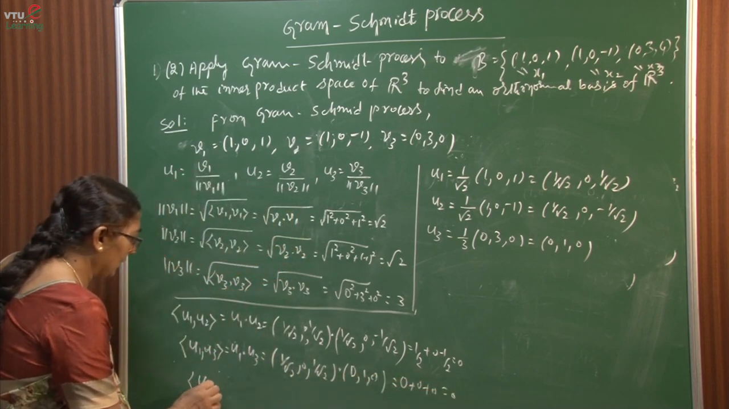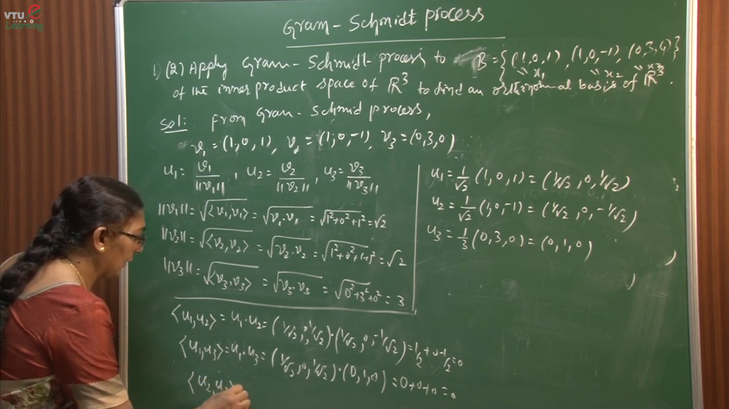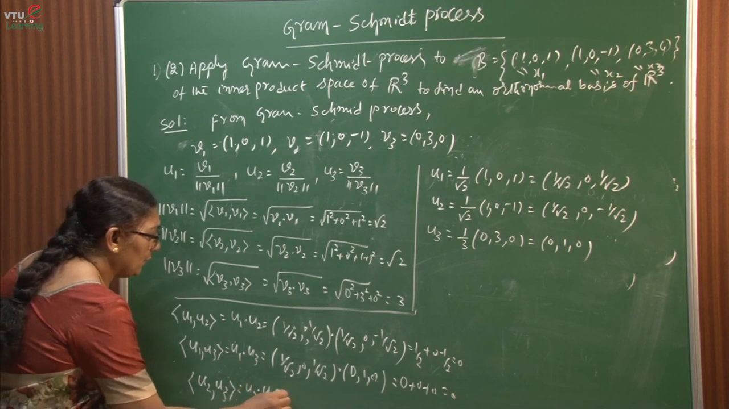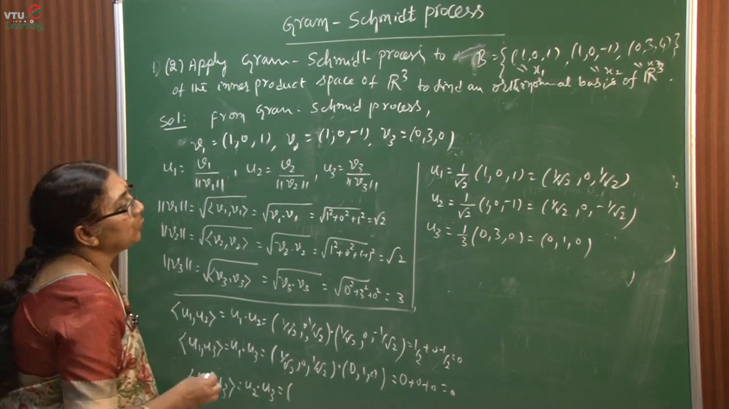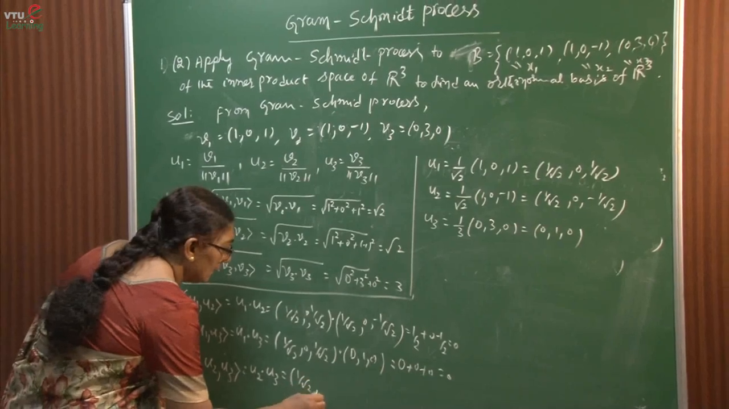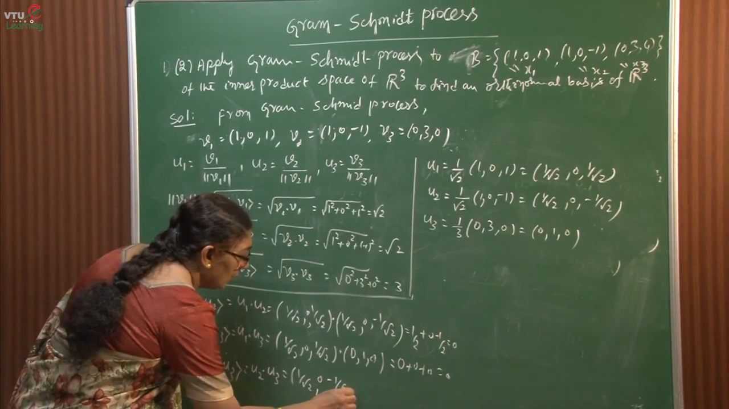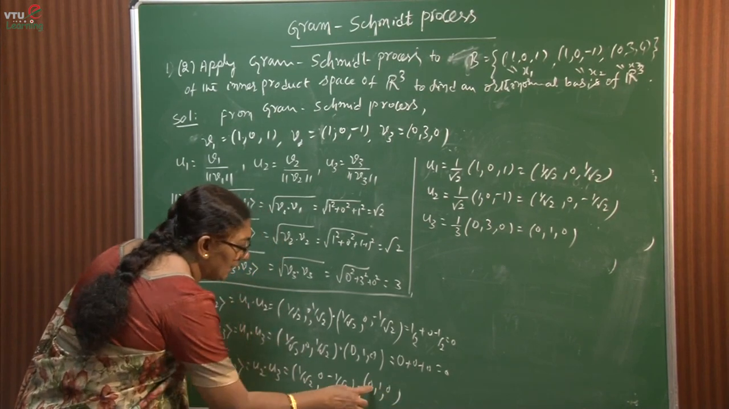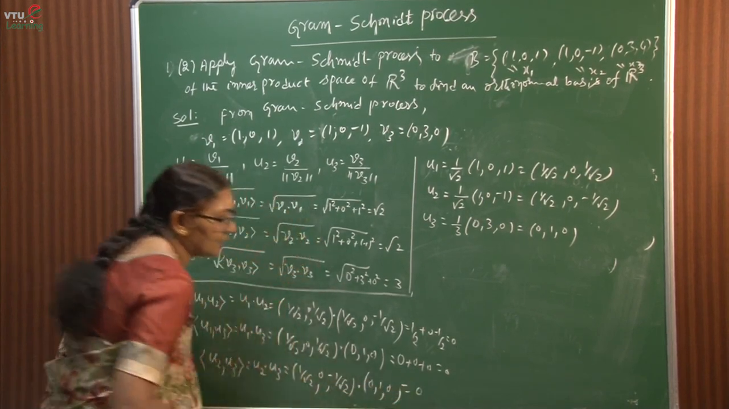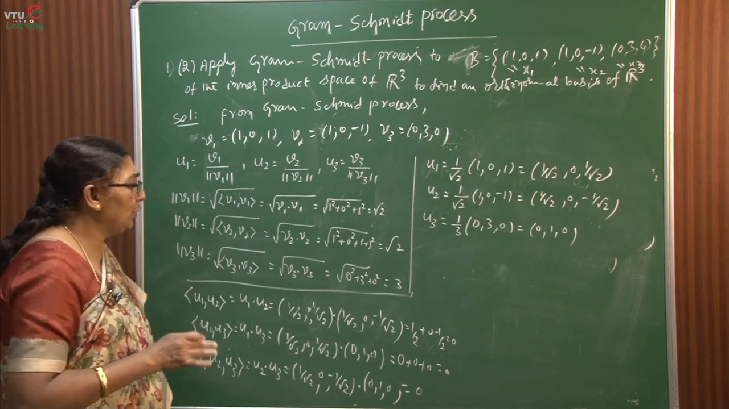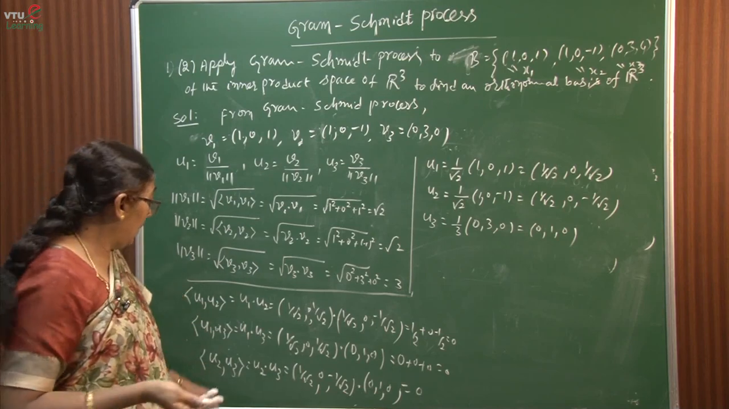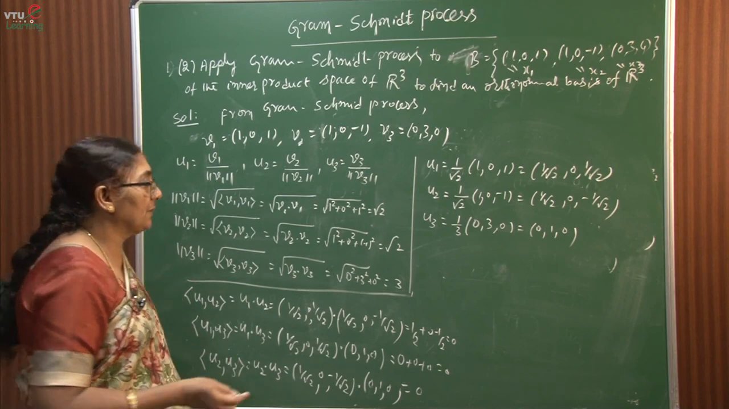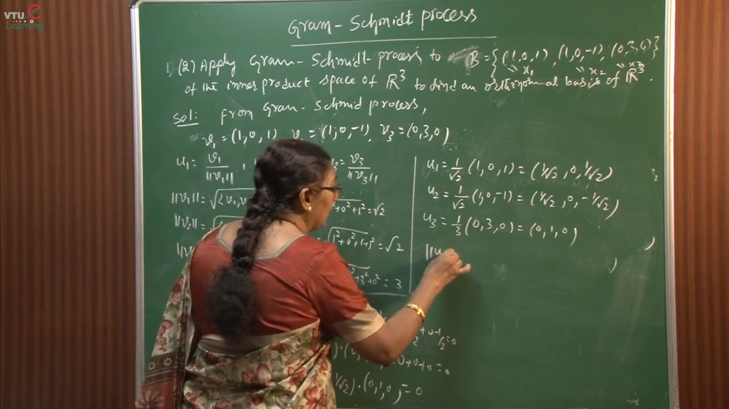I have to find out the inner product of u2 comma u3. What is the inner product of u2 comma u3? It is u2 dot u3. What is the u2 value? The u2 value is (1/√2, 0, −1/√2) dot u3, (0, 1, 0). Multiply that, definitely each component is 0, this also 0. Then u1, u2, u3 are an orthogonal set of non-zero vectors. But I want to know that it is an orthonormal set, therefore I have to find out the norm of u1.